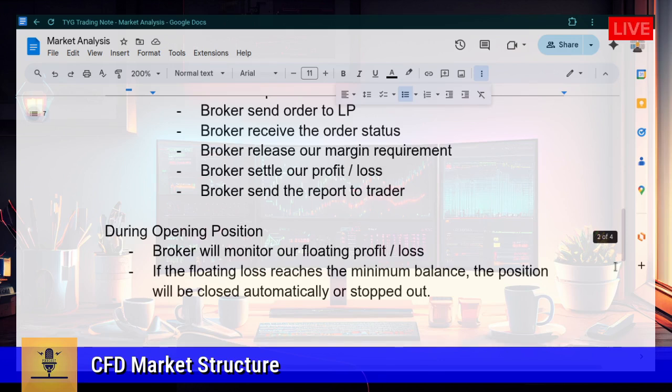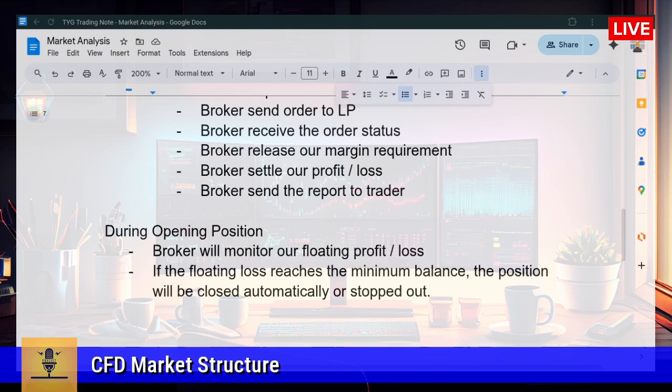While we open a position, the brokerage system will automatically monitor the floating loss against our margin balance. If the balance is still enough, they will just do nothing. Only when the floating loss reaches the minimum balance requirement will they close our position automatically, or what we know as a stop out. So, these are the things they will do next.